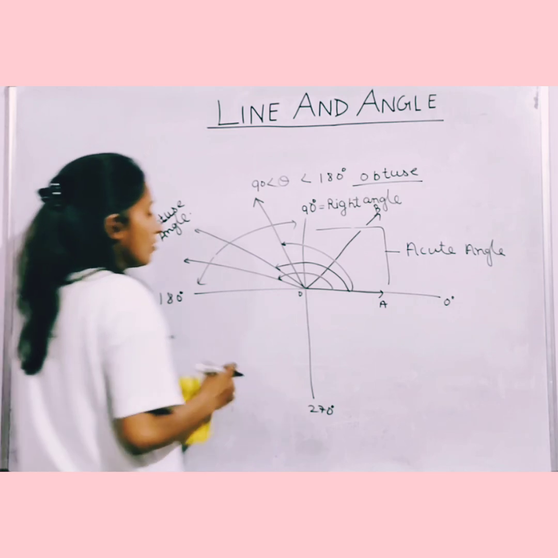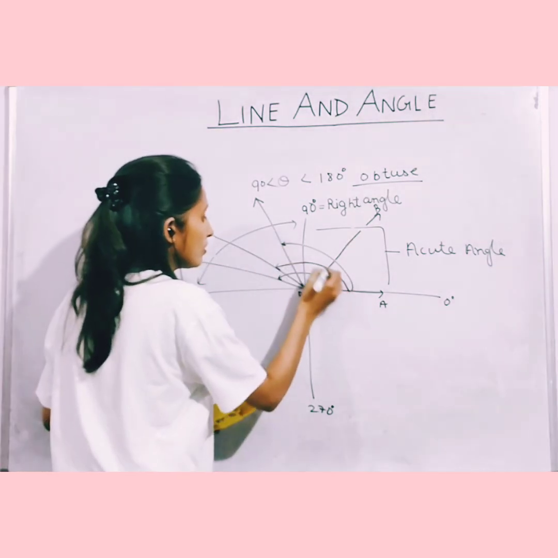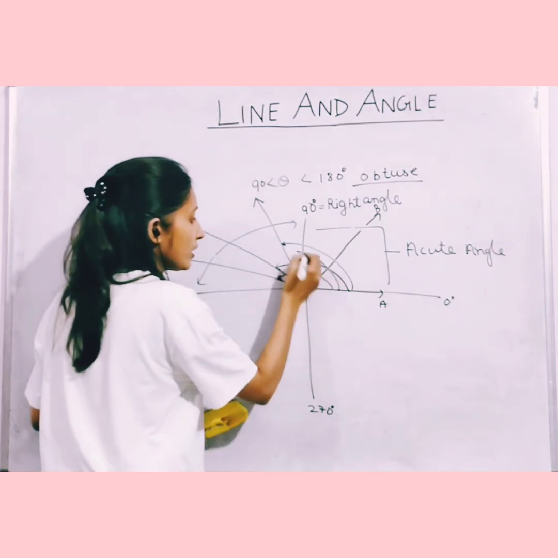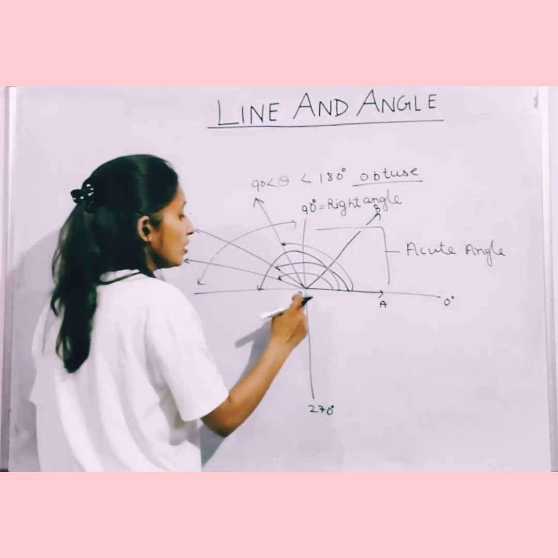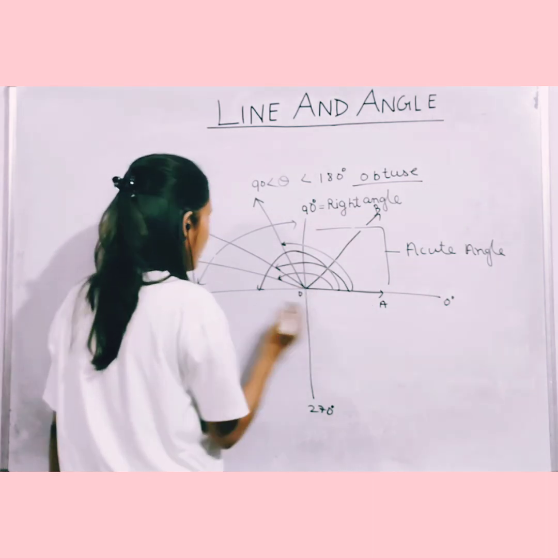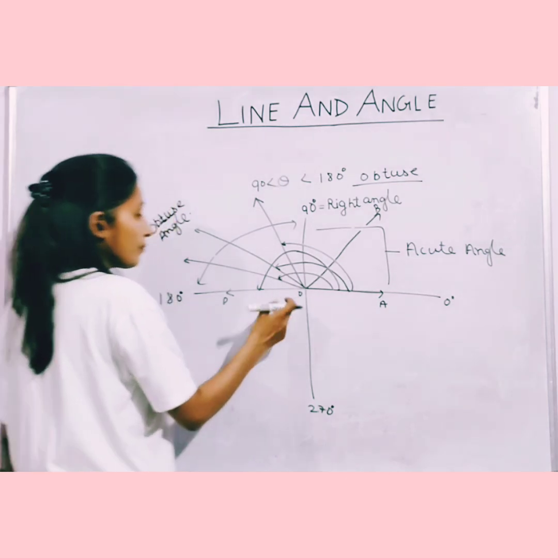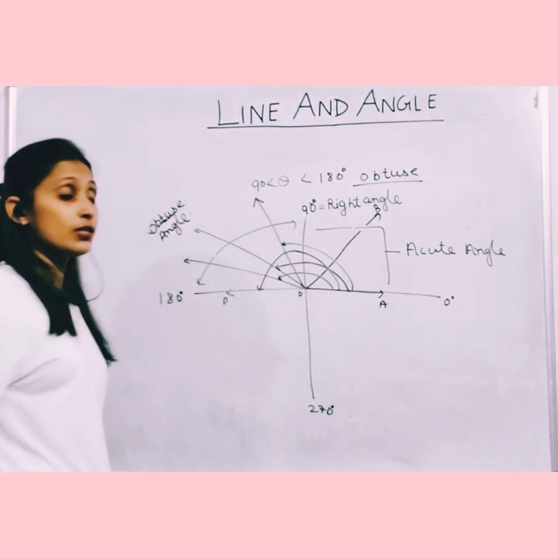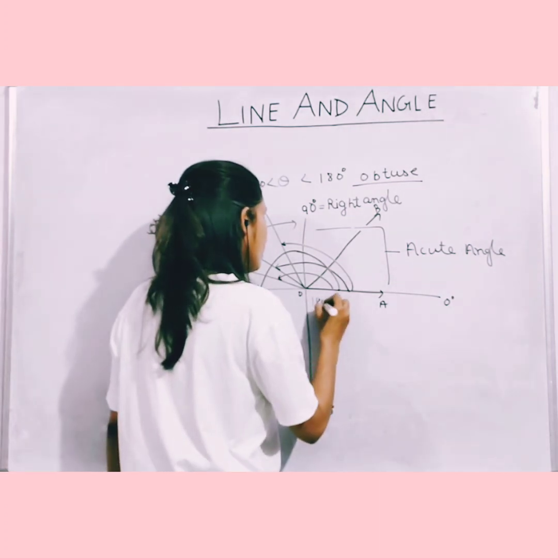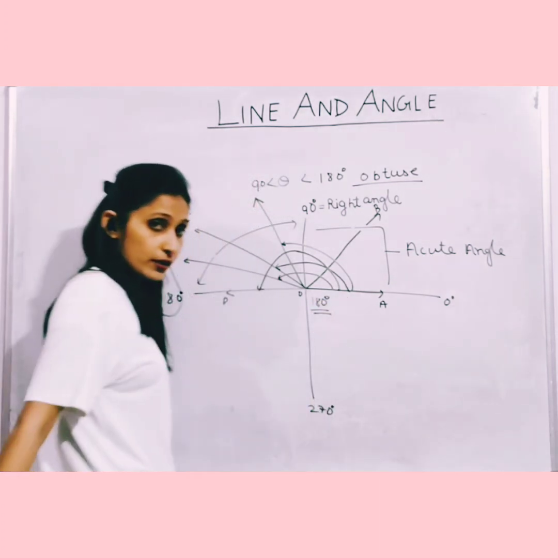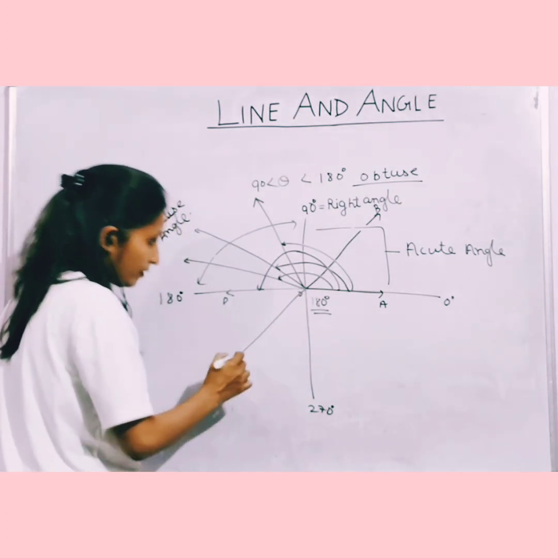Right? What about this angle? We have started from here and end here. So you can clearly see ray OA, and let's call it P. Ray OP lies on the same straight line, right? So the angle will be 180 degree here. Okay. Now, what if I draw another ray here?